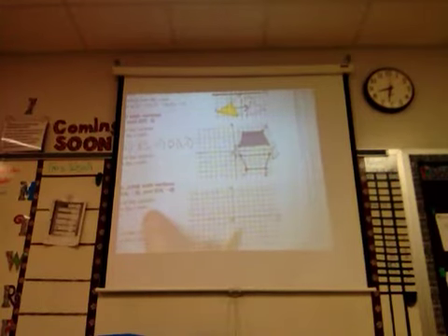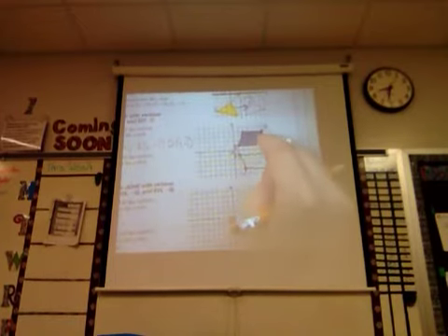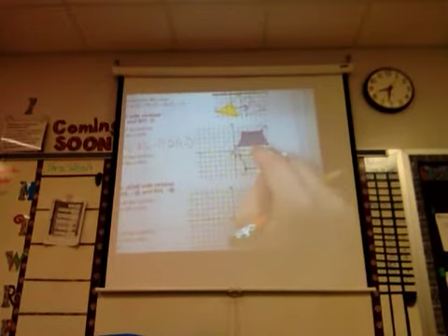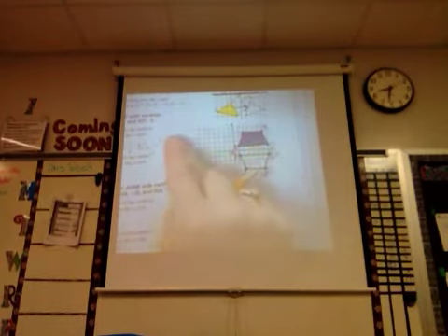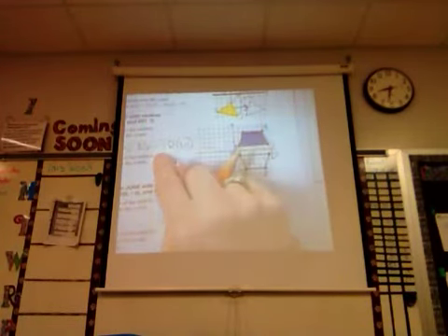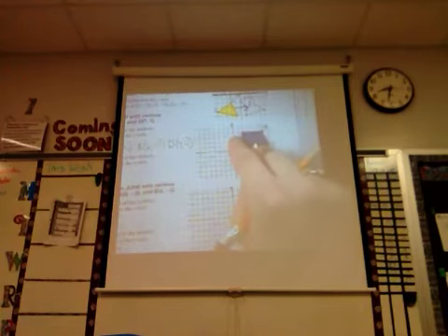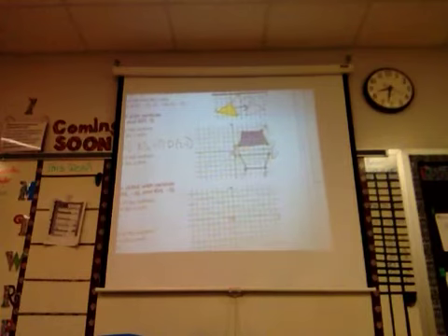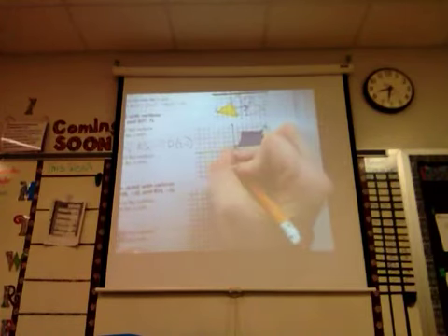Now, when you go to step number 2, don't reflect your new one. Reflect your original. Always, always, always go back to the original shape. Okay? So if you have 2 changes, go back to the original shape. Okay? So your next one, you're going to reflect over the Y-axis.